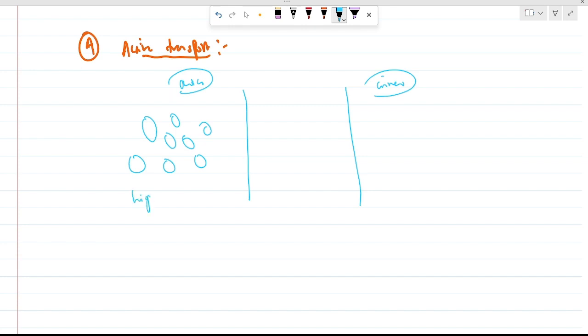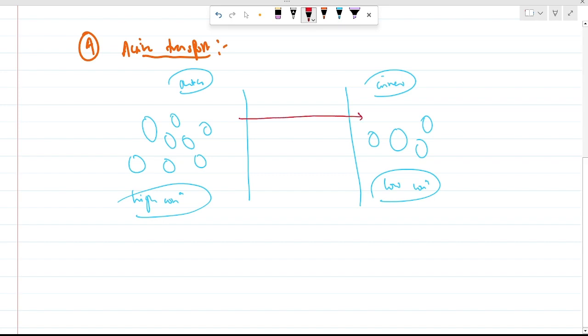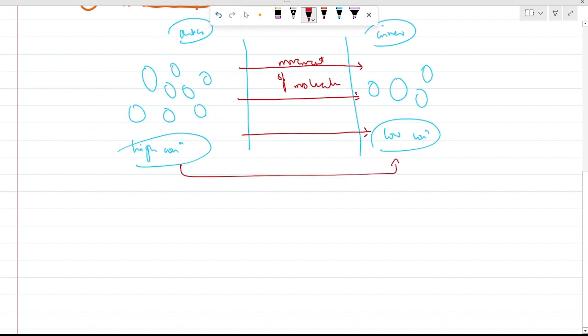This molecule's concentration is high on the outer side of the membrane. On the inner side there is a very low concentration of molecules inside this membrane. So across this membrane, the molecules move from high concentration to low concentration. So this is the movement of molecules. This movement of molecules from high to low is the simplest form of all. It is called simple diffusion.